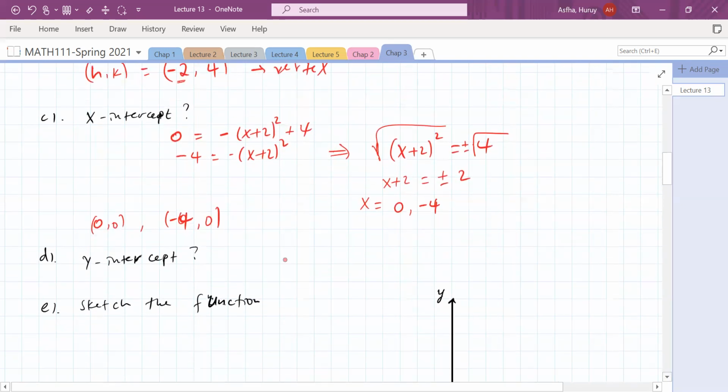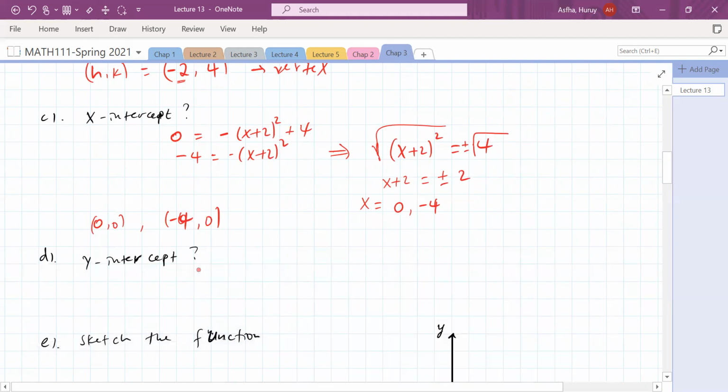Okay. And how about the y-intercept? Again, to find the y-intercept, we substitute 0 for x. Therefore, we have f of x, or y, equals negative (0 plus 2) squared plus 4. And this is: 0 plus 2 is 2, 2 squared is 4, negative 4 plus 4. And this is just 0. Therefore, it is (0, 0).